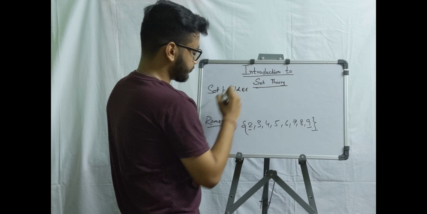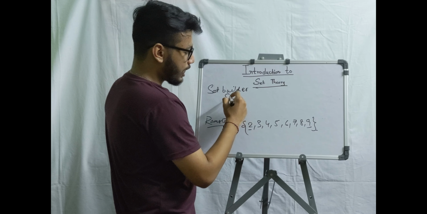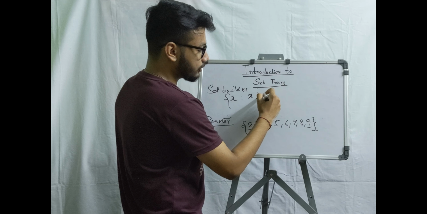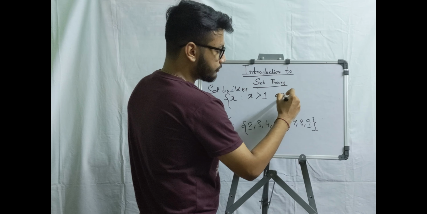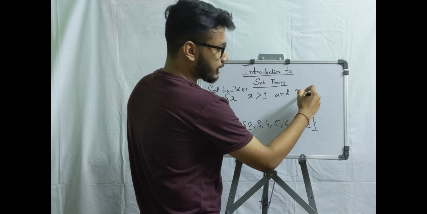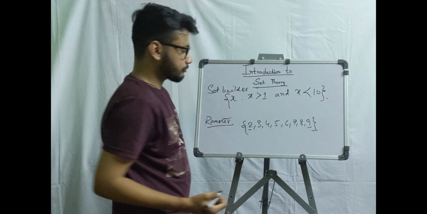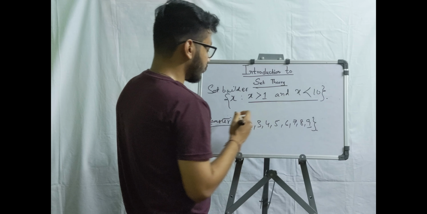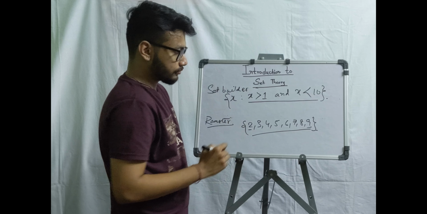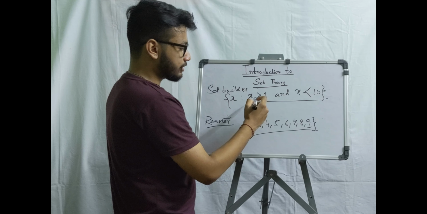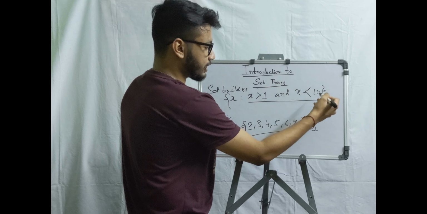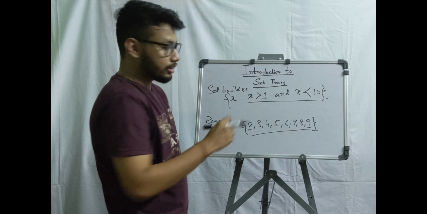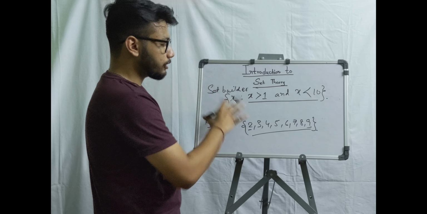So we write it in this way: x such that x is greater than 1, and x is less than 10. So this is the mathematical way of representing this. Someone who sees this, x greater than 1 and x less than 10, will be able to understand that x belongs from 2 to 9. This is an example of set builder form.